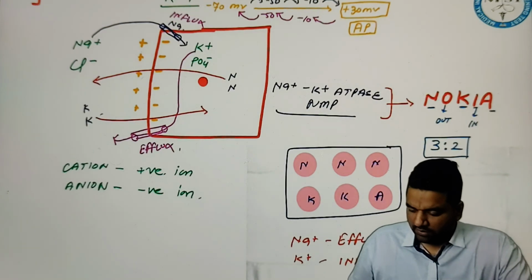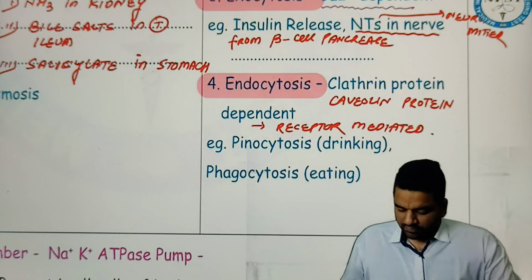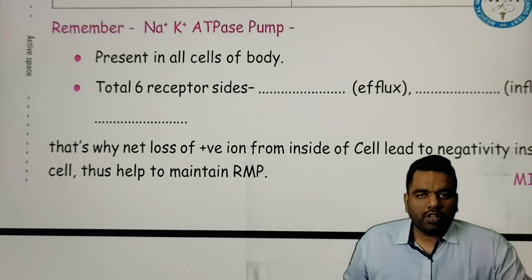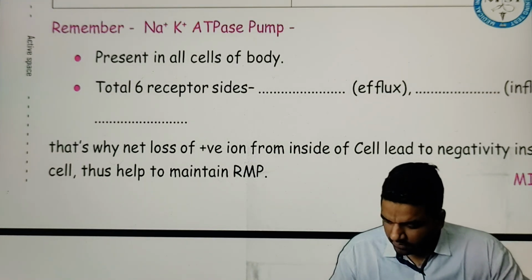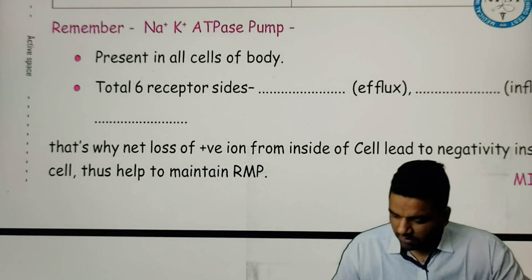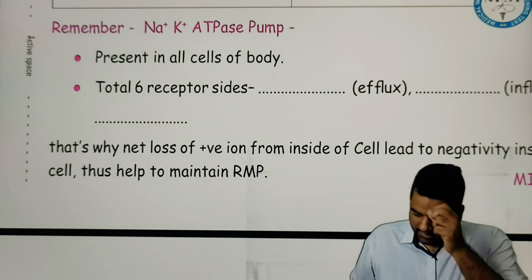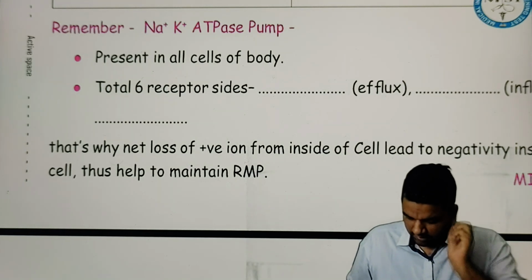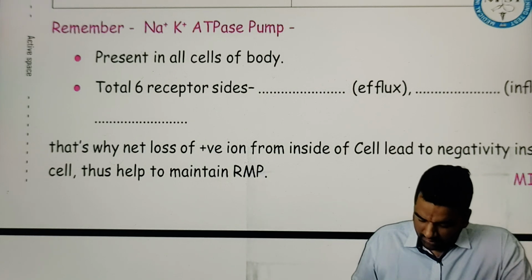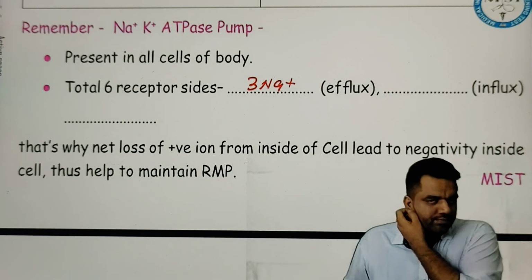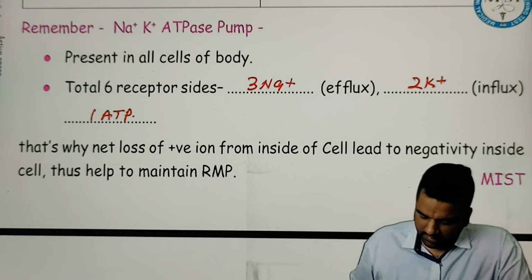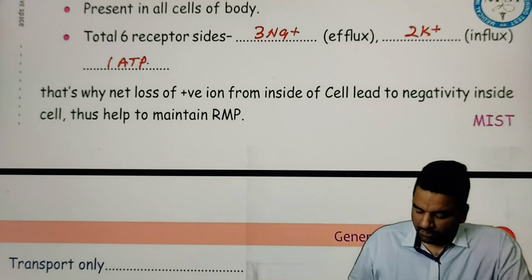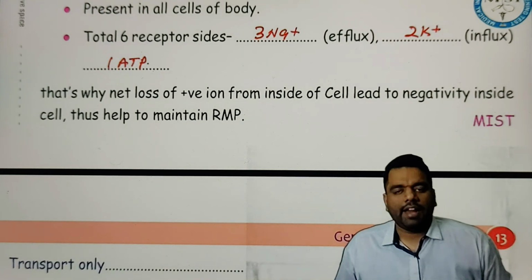Okay guys, so now please write it down. The sodium potassium ATPase pump is present in all cells of the body. There are a total of 6 receptor sites. This will lead to what? This will lead to 3 sodium efflux, 2 potassium influx using 1 ATP. And that's why there is a net loss of positive ions from inside of the cell, leading to negativity inside the cell, and thus it helps to maintain the RMP.